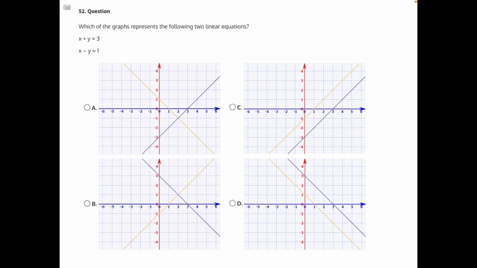Which of the graphs represents the following two linear equations? Let's start by putting both of these linear equations into our slope-intercept form, y equals mx plus b, where m is equal to our slope and b is equal to our y-intercept.